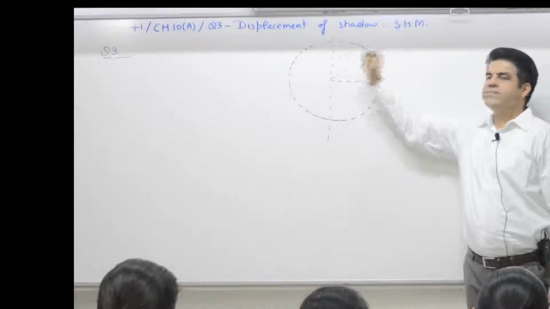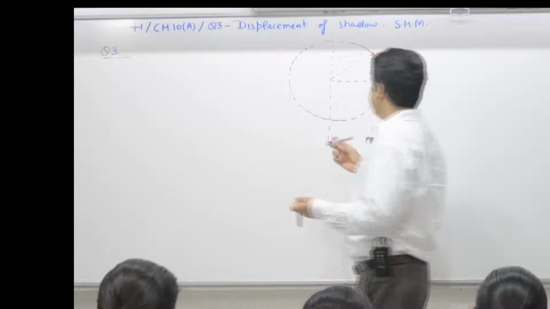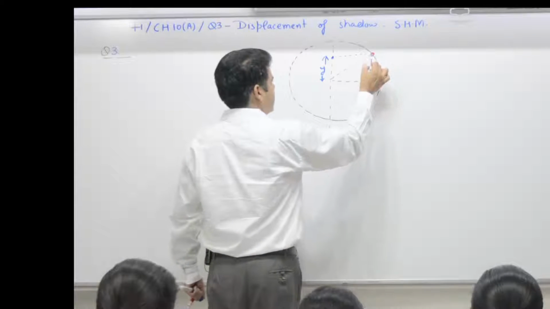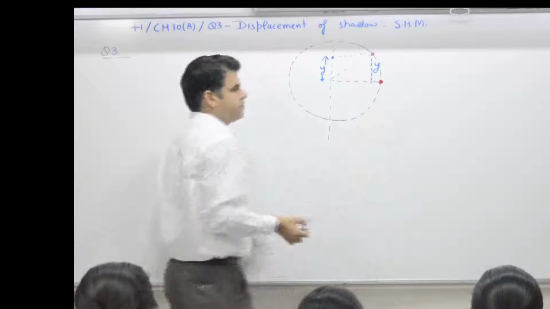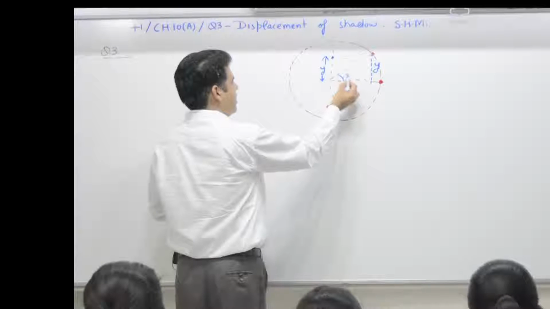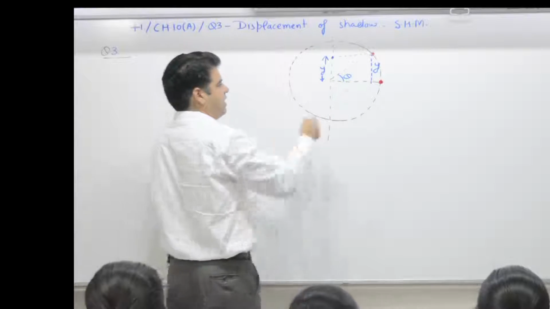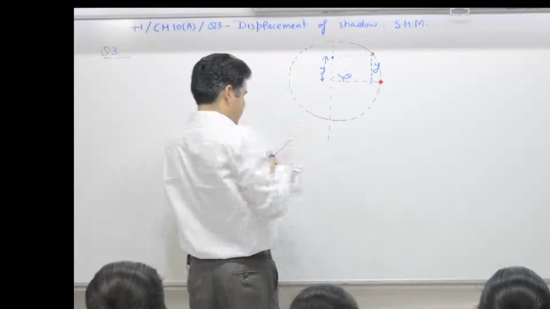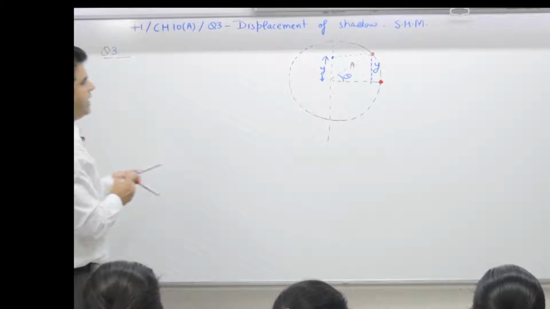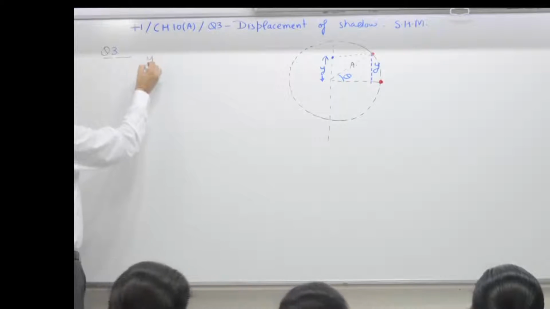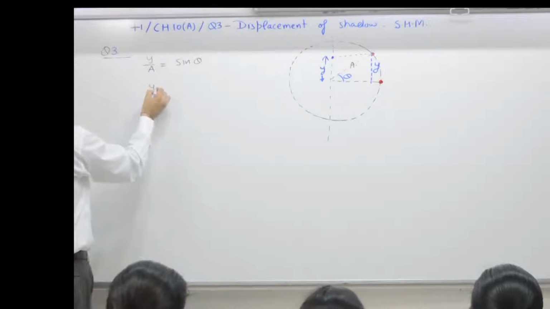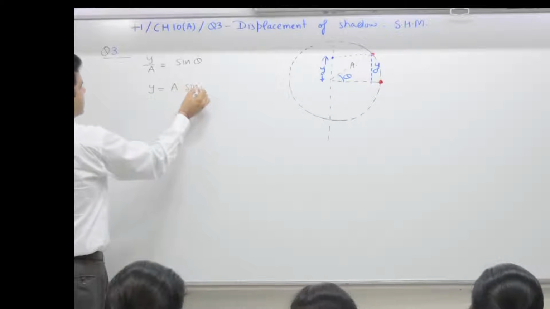its shadow is here. So that means the height of the shadow, if I call this y, this is what I am interested in: how y varies with angle theta. The radius of the particle's circle remains a constant, say a. Then the relationship between y and a is what? y by a is equal to sine theta. y is equal to a sine theta.